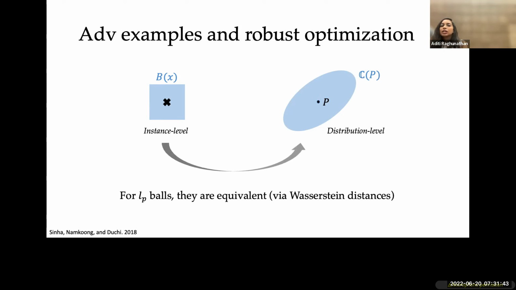And you can actually mathematically connect these two and show that they're equivalent for LP balls. That is, when this set B of X is like an L infinity ball or an L2 ball, via something called the Wasserstein distances. But morally, you can think of perturbing instances as basically inducing some kind of perturbation on the distributions. So this is part of the framework of robust optimization, where we are trying to evaluate on a whole family of distributions at once.